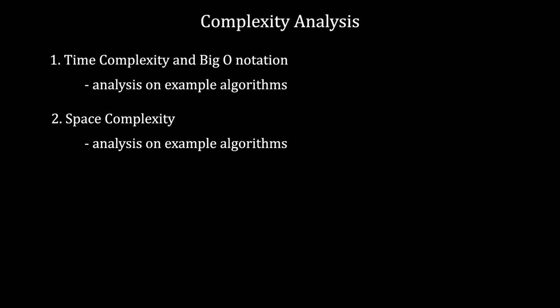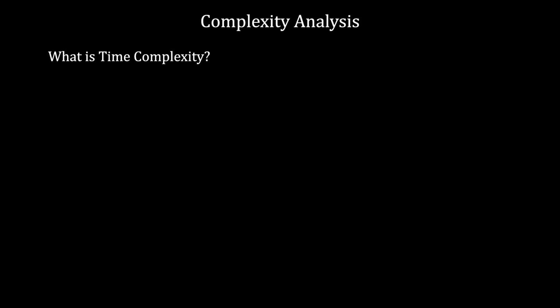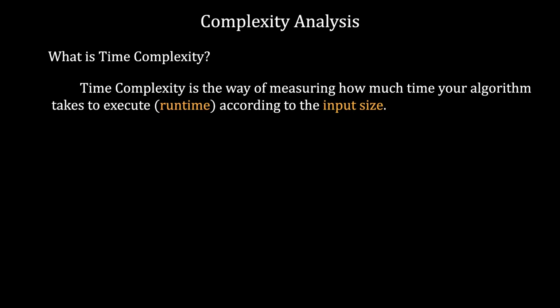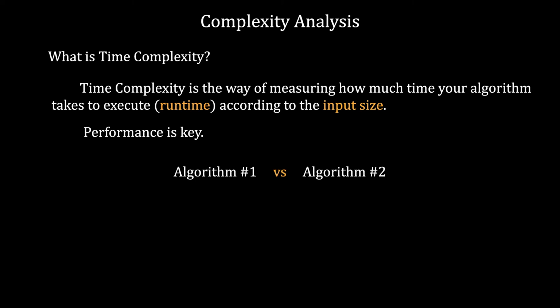So let's start. What is time complexity? By definition, time complexity is the way of measuring how much time your algorithm takes to execute, the so-called runtime, according to the input size. As you know, in computer science and technology, performance is a super important aspect that should not be neglected. Thus, we need a universal way of comparing the performance of two algorithms in order to figure out which one is better and in what scenarios.